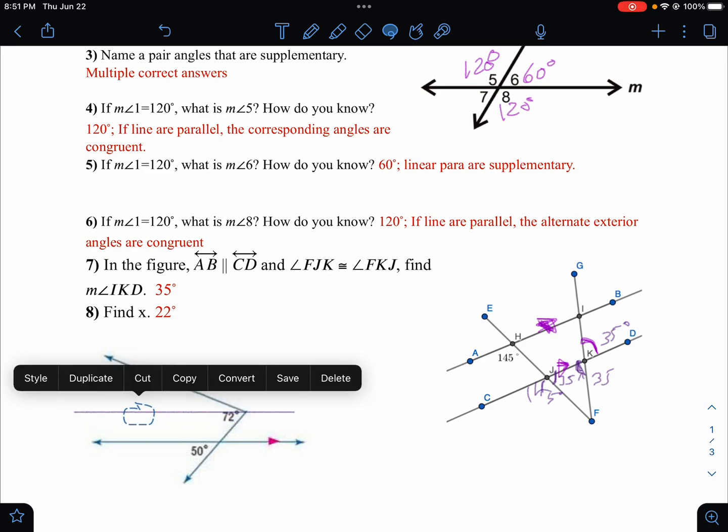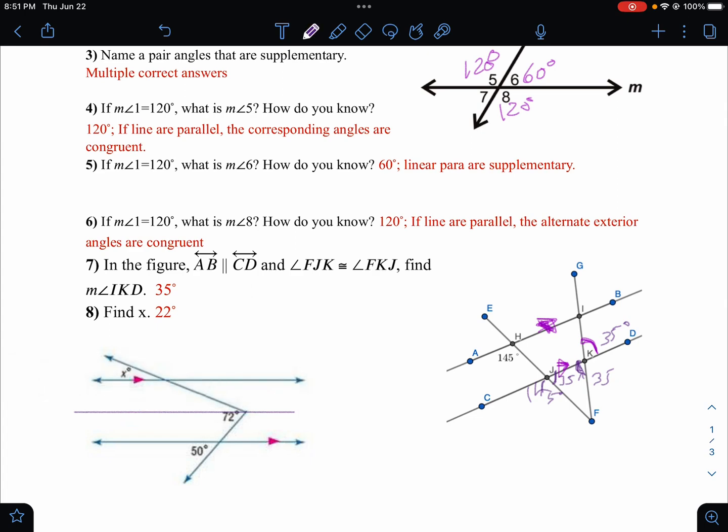So what happens then is now we have alternate interior angles. So here's 50 degrees, so my corresponding, not alternate interior. So here is 50 degrees right here. Well, 50 plus what makes 72 degrees? Well, that would be 22 degrees. And then now we look at 22 above the line to the left. That means X is 22 because they are corresponding. That's how we get 22 degrees for an answer there.